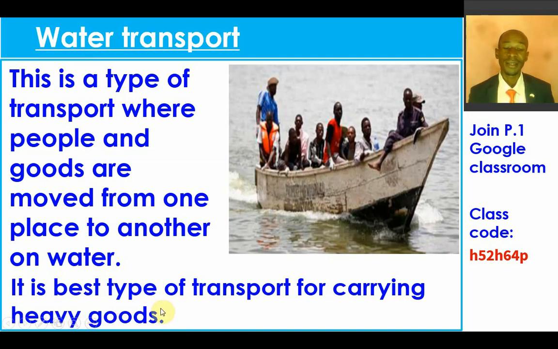Heavy means that particular item has too much weight. Giving an example, if you are asked to carry a jerrycan of water which is 20 liters and you are in P.1, can you manage to carry it? 20 liters? That is too much. A bag of cement, a bag of sugar, 50 kilograms. That is too much. So that one is now what we regard to be heavy. Now let us move on.